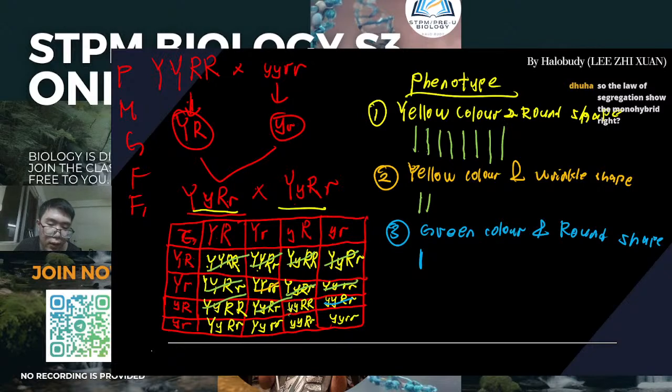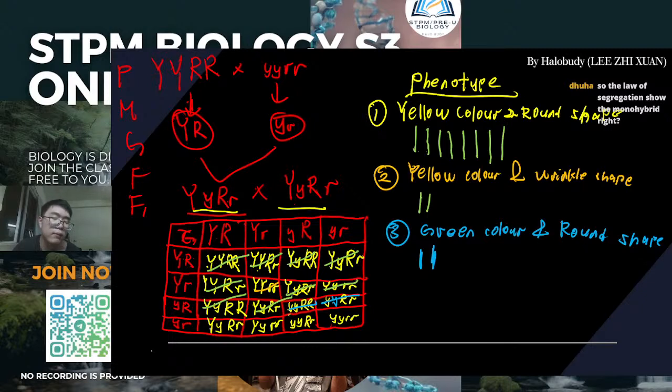Sorry, I wrote it wrong. This one is Y. For this, Y shape, green color, right? The green color because both are recessive and this one is dominant. So green color and round shape. So this one is also considered here. Green color and round shape because there is capital R, right?